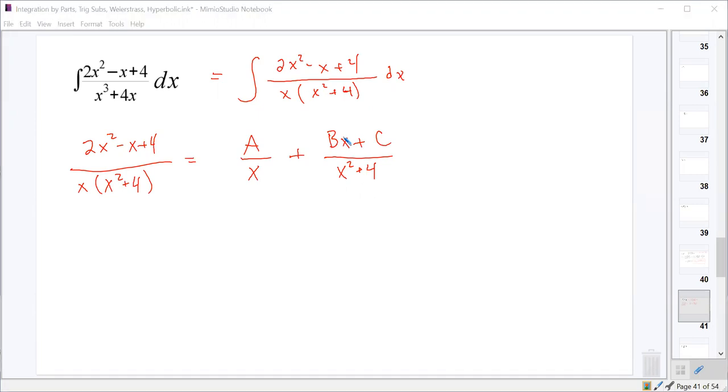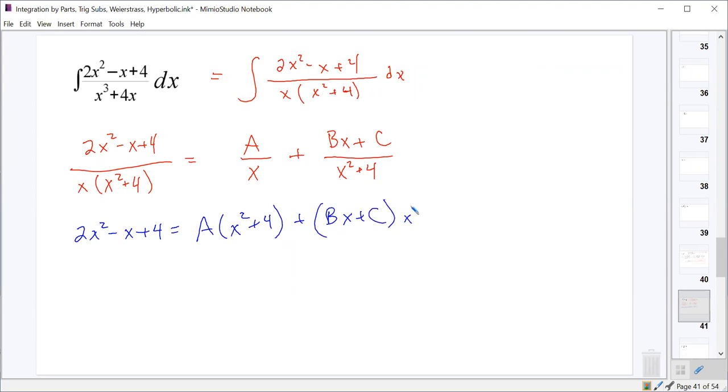So anytime you have an irreducible quadratic factor, the numerator of it in partial fraction decomposition has to be linear, bx plus c. All right, so now we'll just get our common denominator, and we're going to cancel out all those denominators. So the a over x needs an x squared plus 4, so that'll be a times x squared plus 4. And the bx plus c needs an x, so that'll be bx plus c times x.